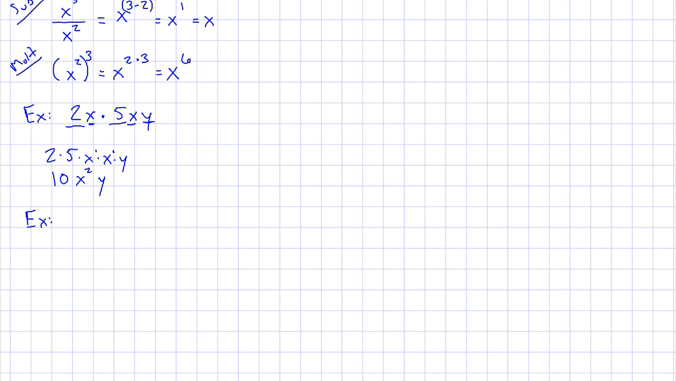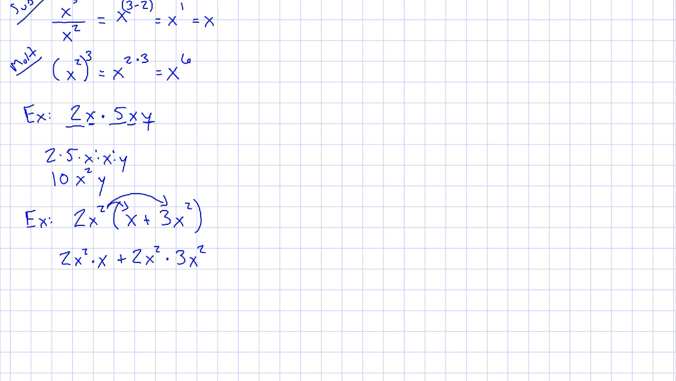Let's consider 2x squared times the quantity x plus 3x squared. This is a good one because it requires that we do some distribution. So I need to multiply in this 2x squared to each component. My first component is going to be 2x squared times x. My second component will be 2x squared times 3x squared.